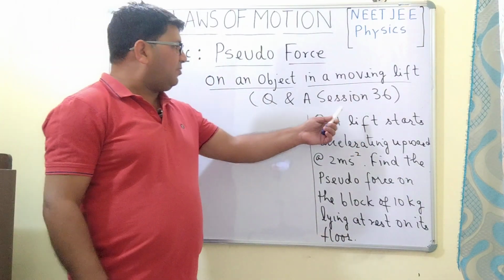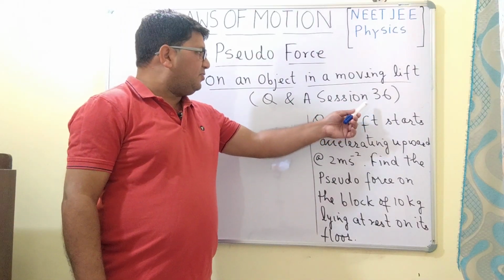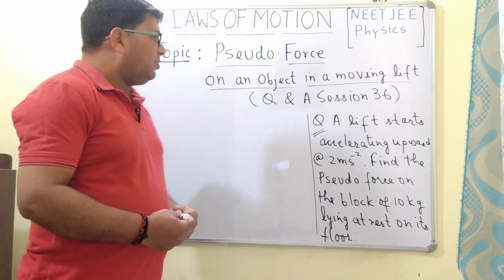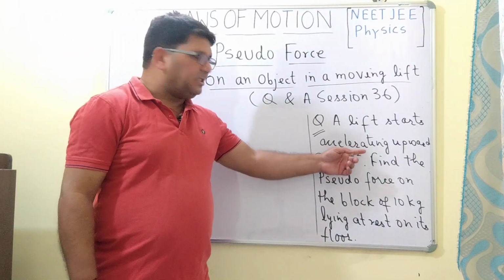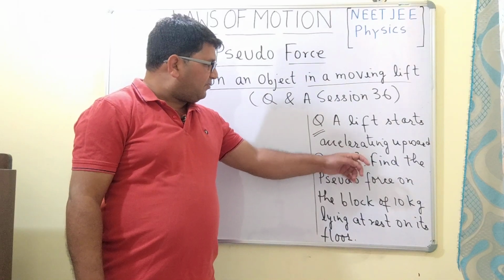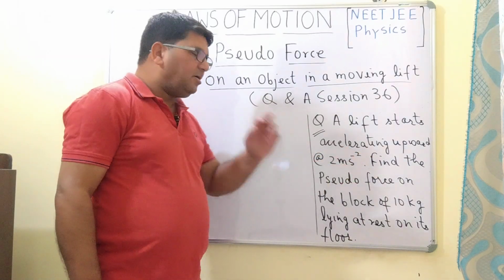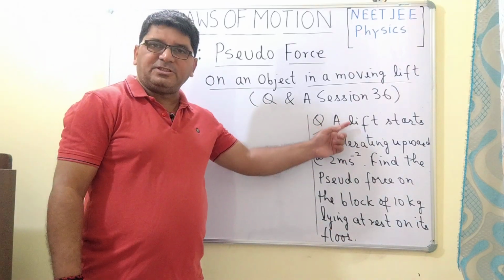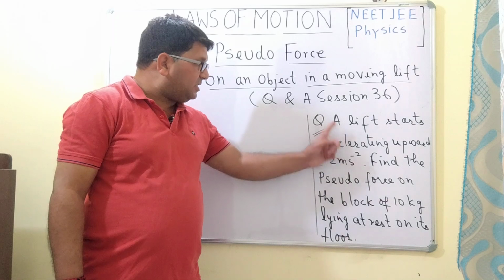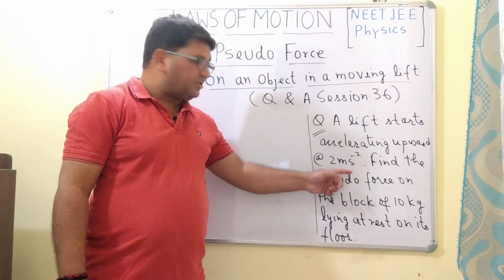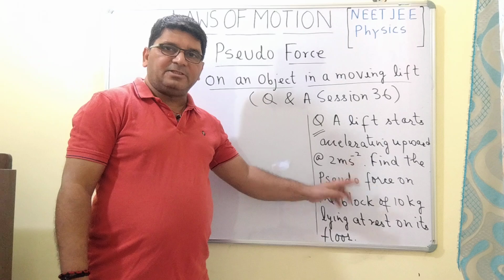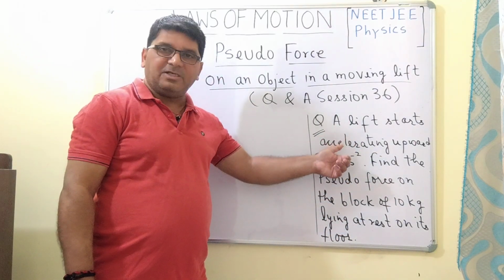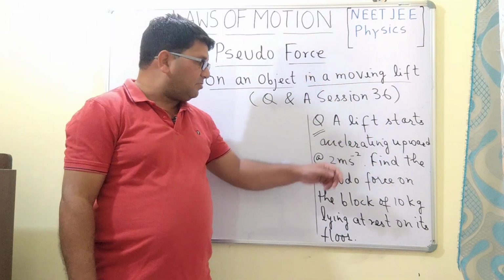In session number 34 we have already studied that a pseudo force is an apparent force which appears to act on an object when observed from the non-inertial frame of reference, and the non-inertial frame of reference is the frame which is either accelerating or rotating. So here the lift is accelerating in the upward direction at the rate of 2 meter per second square. So the pseudo force will come into play, and this will be acting in the opposite direction of the acceleration of the lift, as we have already studied in session number 34.